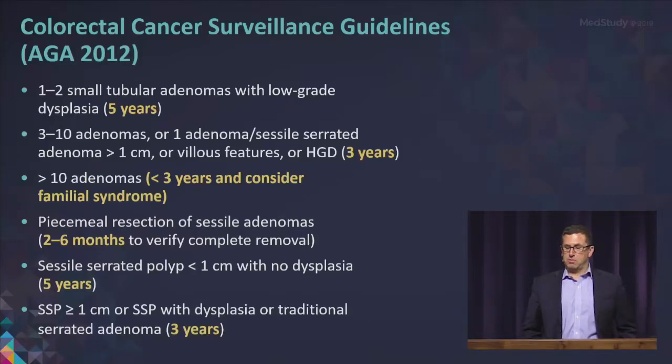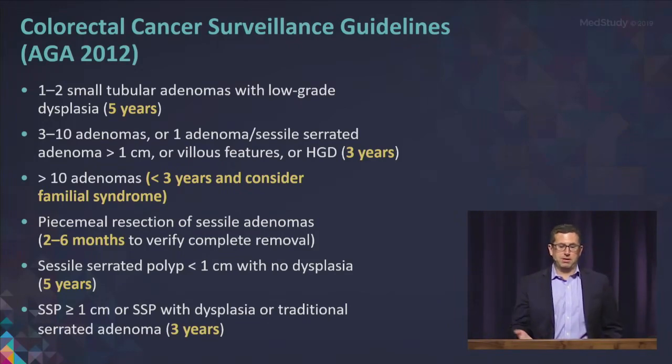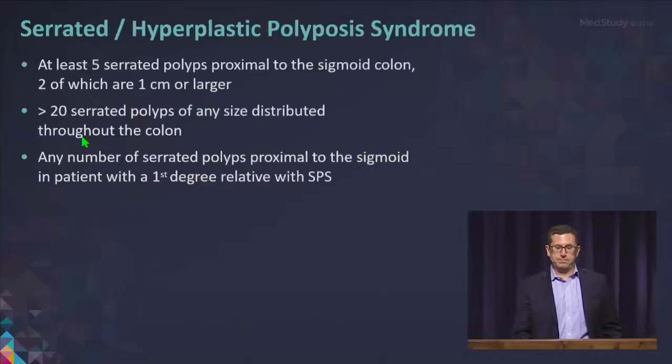If you have a sessile serrated polyp less than 1 centimeter with no dysplasia, it's 5 years. And if you have a sessile serrated polyp greater than 1 centimeter, or a sessile serrated polyp with dysplasia, or something called a traditional serrated adenoma, it's 3 years. It's just straight up memorization, these guidelines. I would say that these are the most common things that you would encounter on a test. These are pretty basic, these first 2 points here.